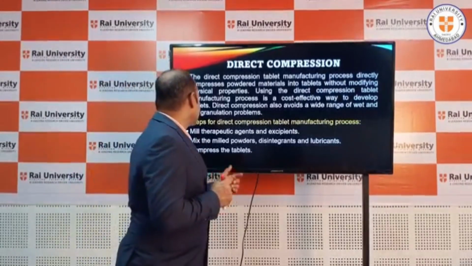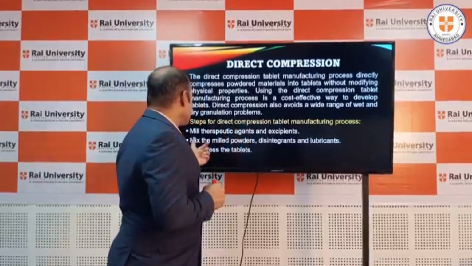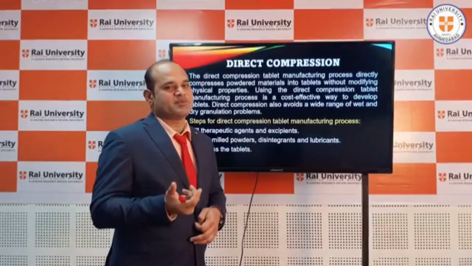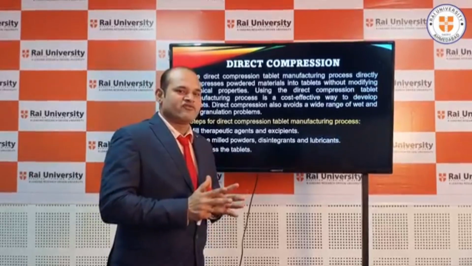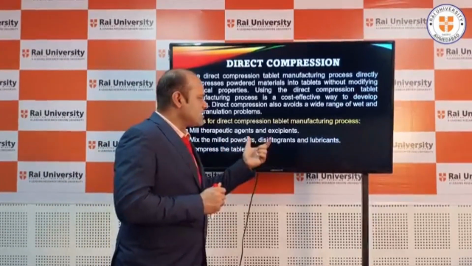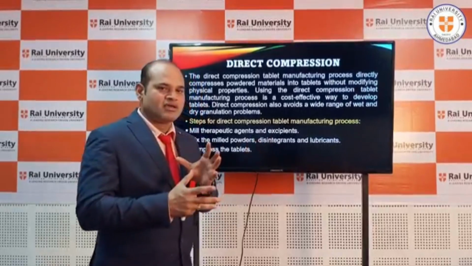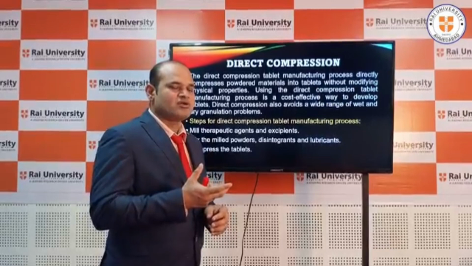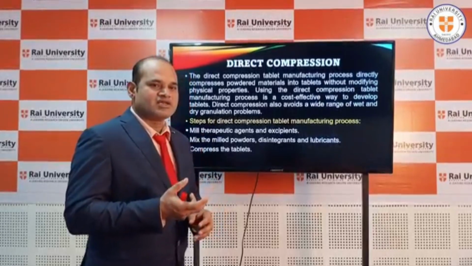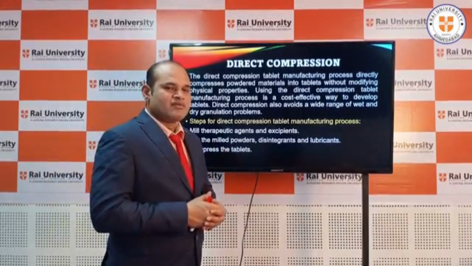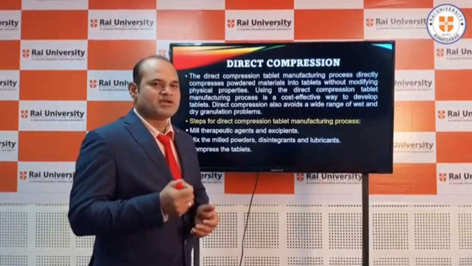In the direct compression method, the steps you have to follow are: mill the therapeutic agent, mill the drug and whatever excipient we are going to use. Then mix the milled powder with the disintegrant, lubricants and binder if you are using one. All the ingredients are to be mixed properly using a conta blender or V-shape blender. Then we go for compression of the tablet.